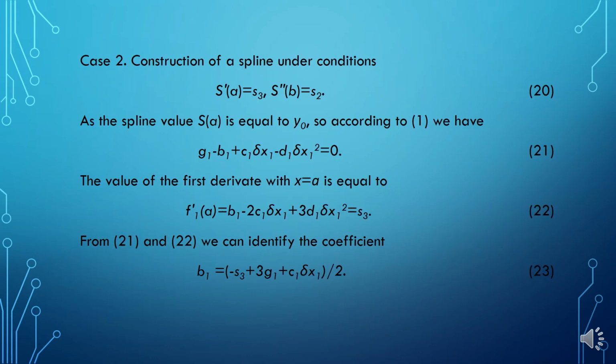Case 2. Construction of a spline under conditions. As the spline value S of a is equal to y0, so according to 1 we have the value of the first derivative at x equals a is equal to forms 21 and 22, when we can identify the coefficient.